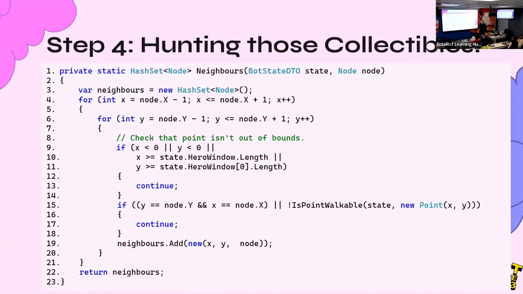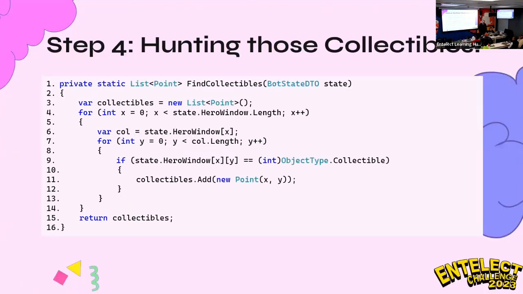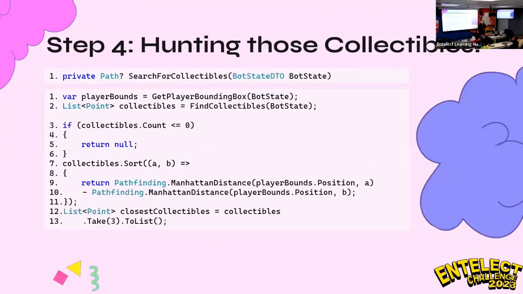Then in our searching state, we add a new function to find all the collectibles that we can see in our hero window. It loops through the whole 2D array and constructs a list when it finds a collectible. Then we add a search for collectibles function, which first gets all the collectibles we can see with that function we just saw. And if we can't see any, we exit. There's no paths to be found here. Otherwise, we sort our collectibles by Manhattan distance and we take the closest 3.